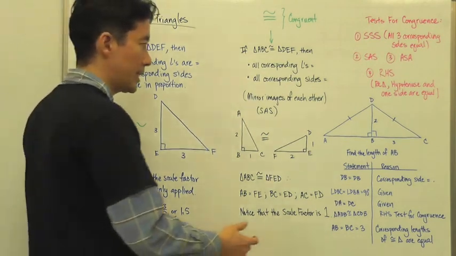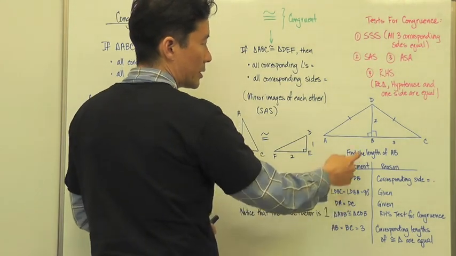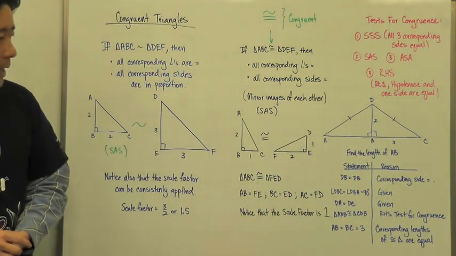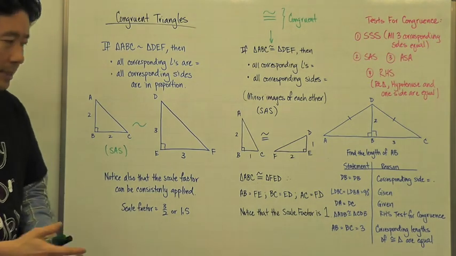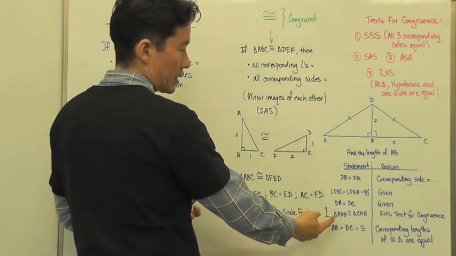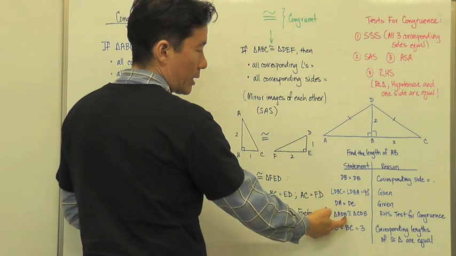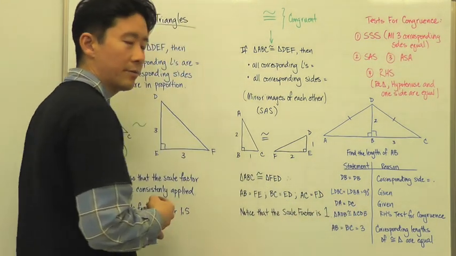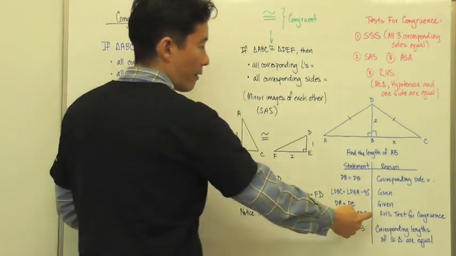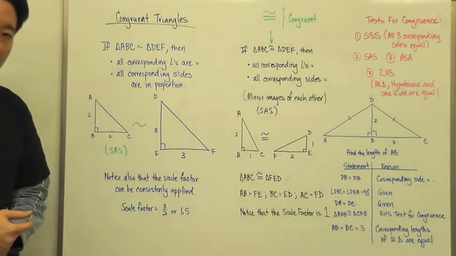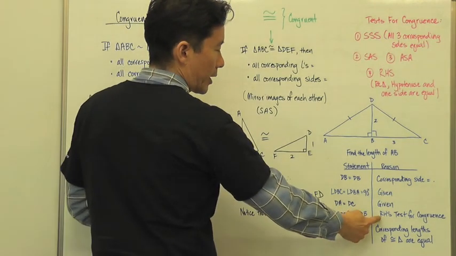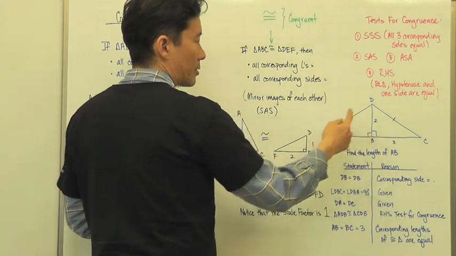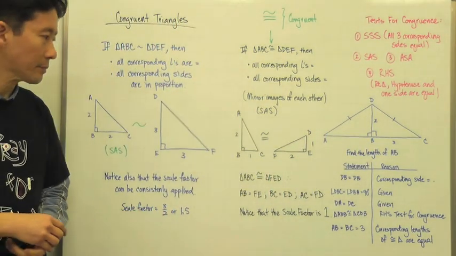Now, I also know that DA is going to be equal to DC, because again that's given. And so I can now say that triangle ADB is going to be congruent to triangle CDB. And what is the reason for that? It's because I have the RHS test for congruence satisfied. So I notice that I have the right triangle, I have the hypotenuse equal to each other, and I have one of the sides also being equal to each other as well.